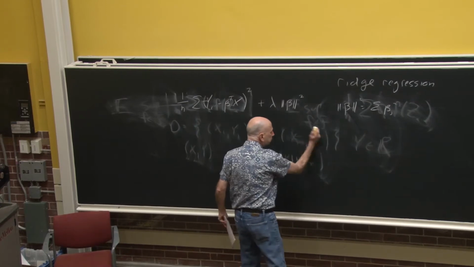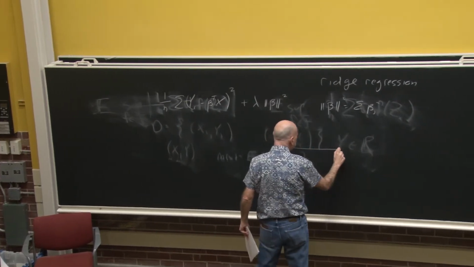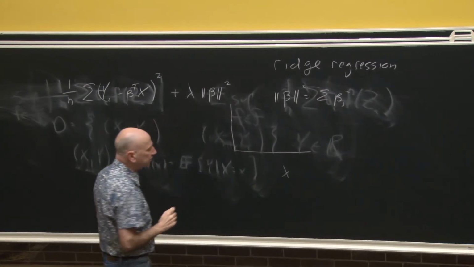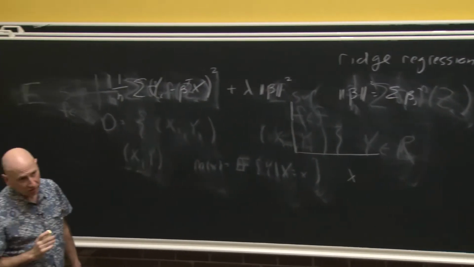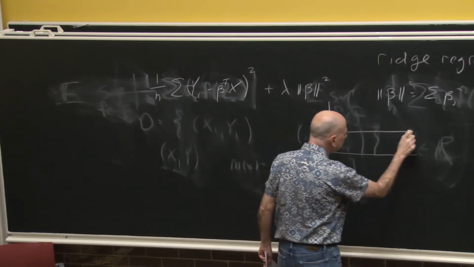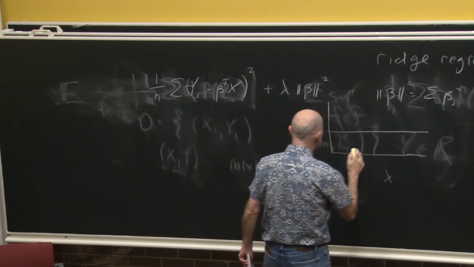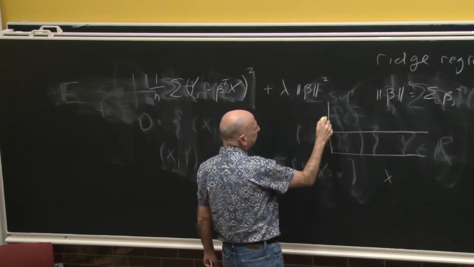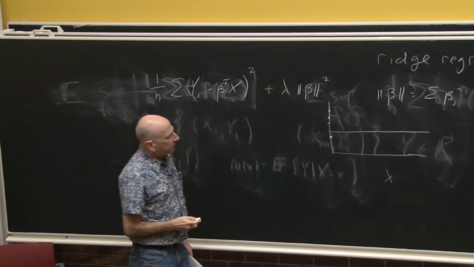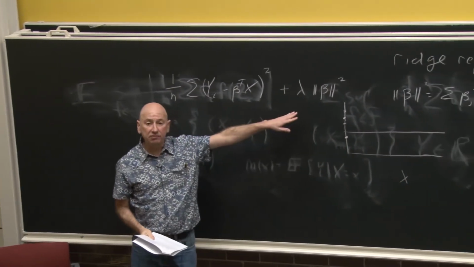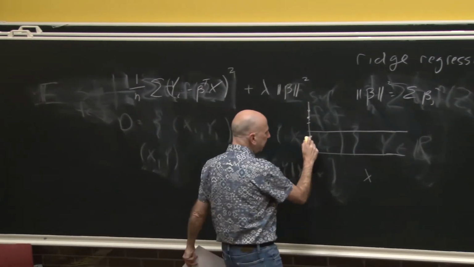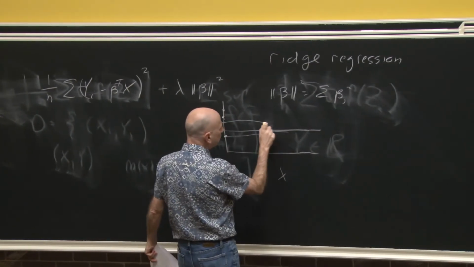So a typical picture would look like this. Let's suppose for the moment that we had d less than n, so the least squares solution was well defined. What would happen is that when lambda is 0, if I put beta 1 hat, beta 2 hat, beta 3 hat, beta 4 hat, that's the least squares solution if they were well defined. Then as I increase lambda, these all kind of shrink towards 0.